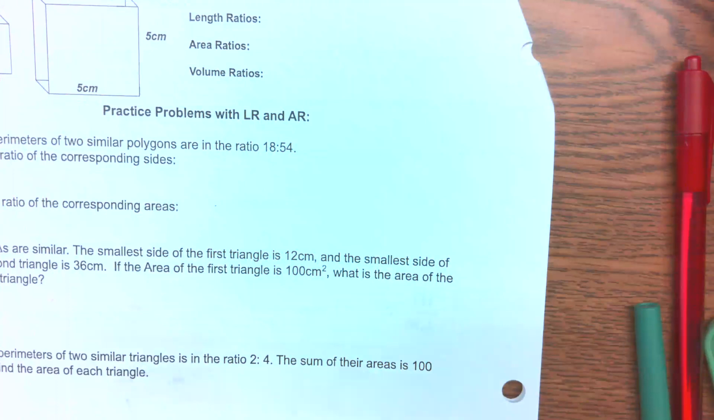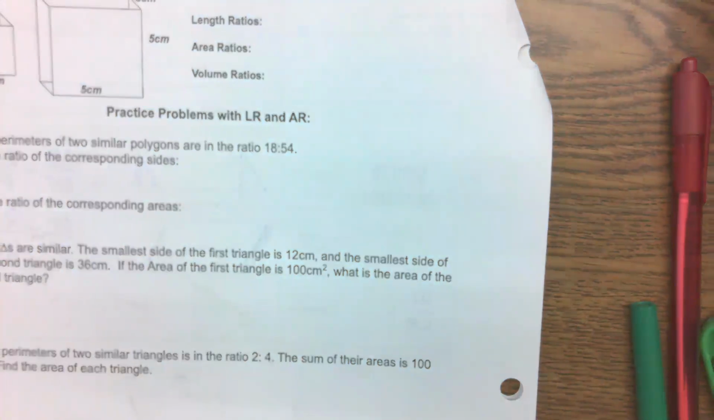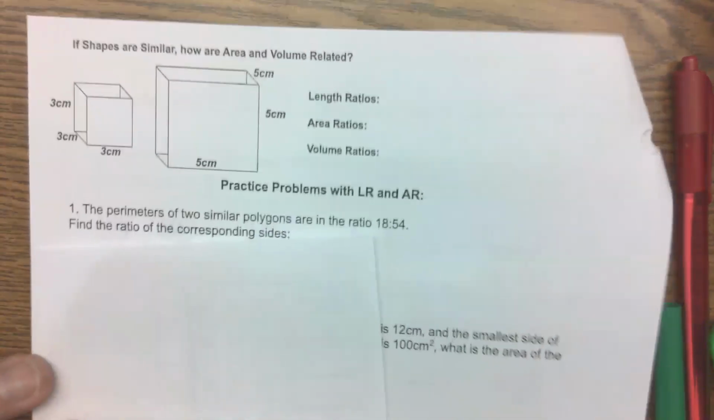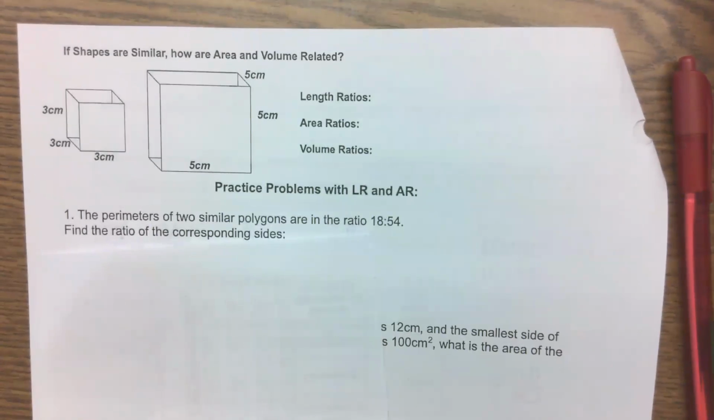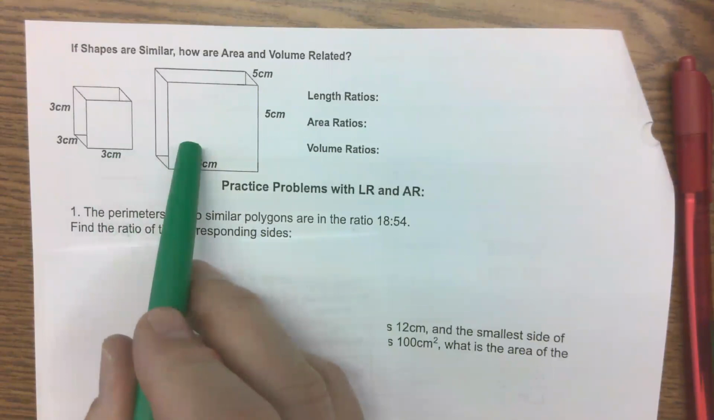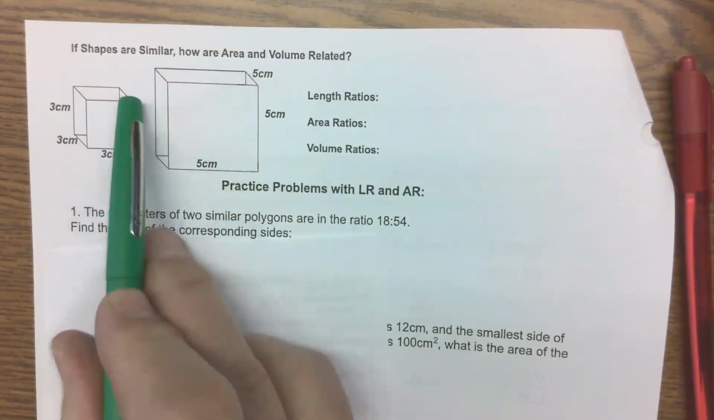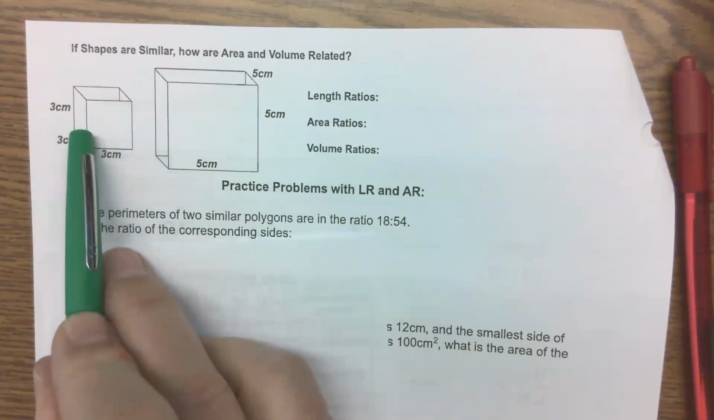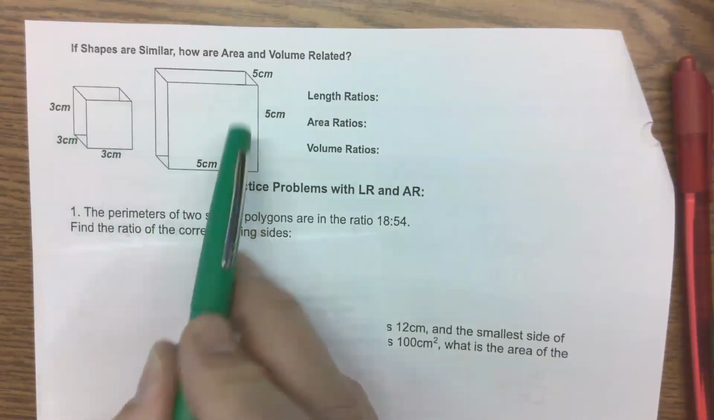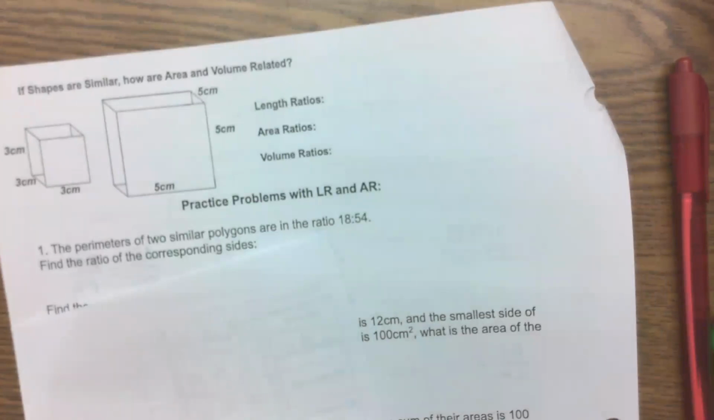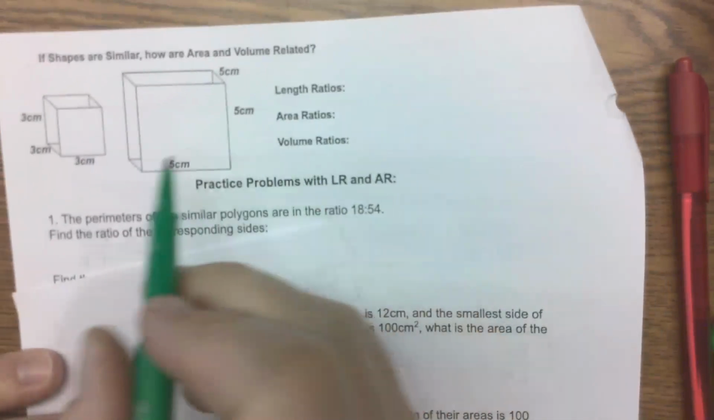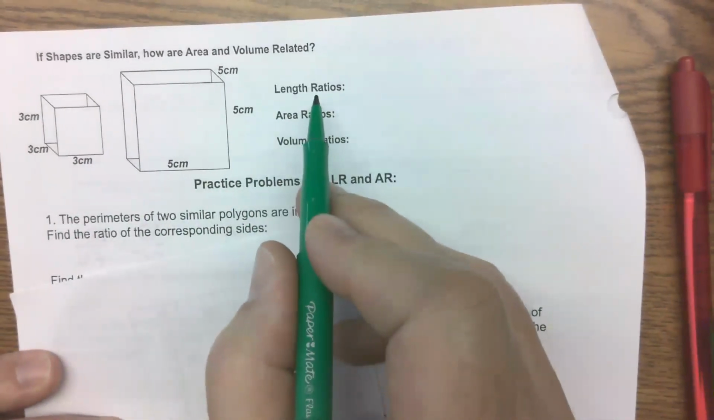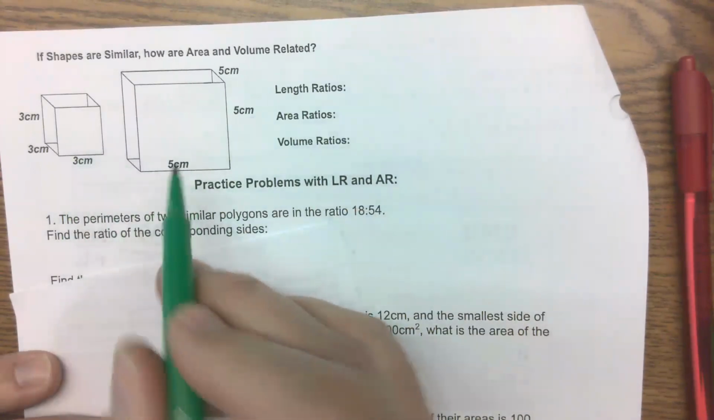Second part for today. So this is supposed to represent 2 cubes. And because cubes all have the same number of lengths, right? This length is the same as the height, is the same as the depth. Length, same as height, same as depth. I know that these shapes are similar. What is the scale factor going from the 3 to the 5?